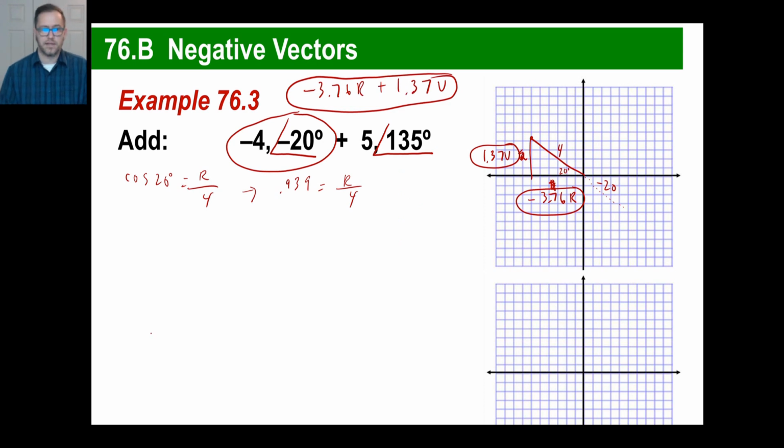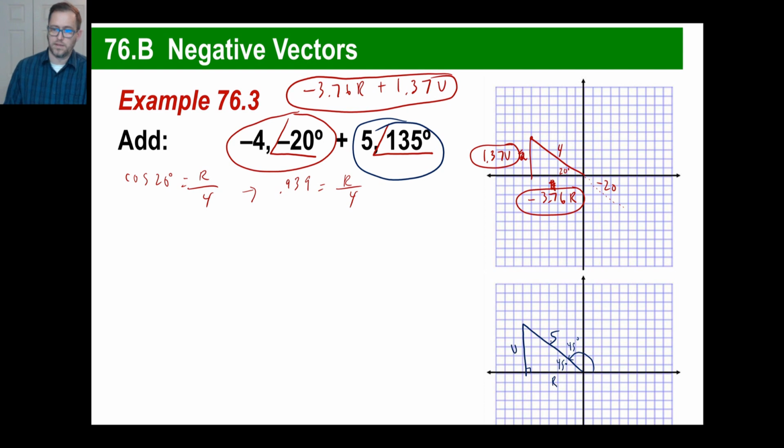Now we're going to take care of 5 and 135 degrees. I'll do this in a different color, down here. So 135 degrees will be 90, and then over here we'll do our little triangle. There's a 5, and 90, and then 135 degrees, which means this is 45 degrees right here, which also means that this is 45 degrees as well. So we're going to find our R again and our U.